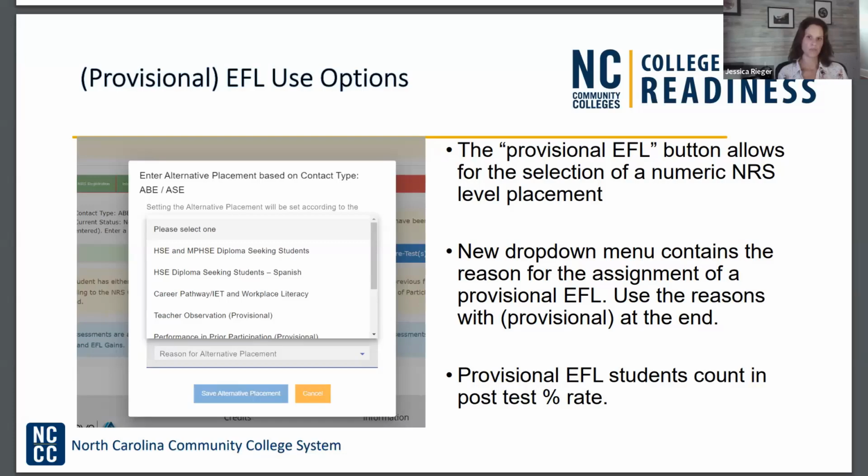When you're using alternate placement, you're just saying, I'm going to put this student on the alternate placement line. So it's not assigning them an NRS level. Your provisional EFL students do count in that 65% post-test rate.